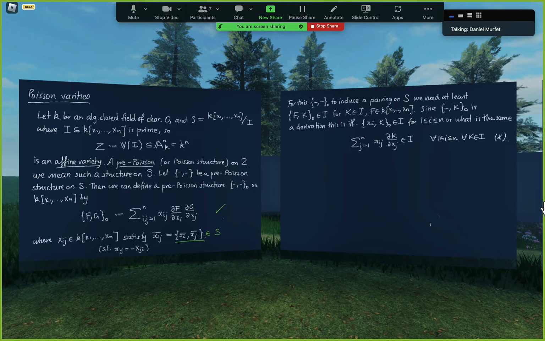Well, this is one of them. This is a necessary condition. And if you think about it, you can see that this condition is independent of the choice of representatives xij that I chose for those equivalence classes. Okay. So lemma. This is enough.